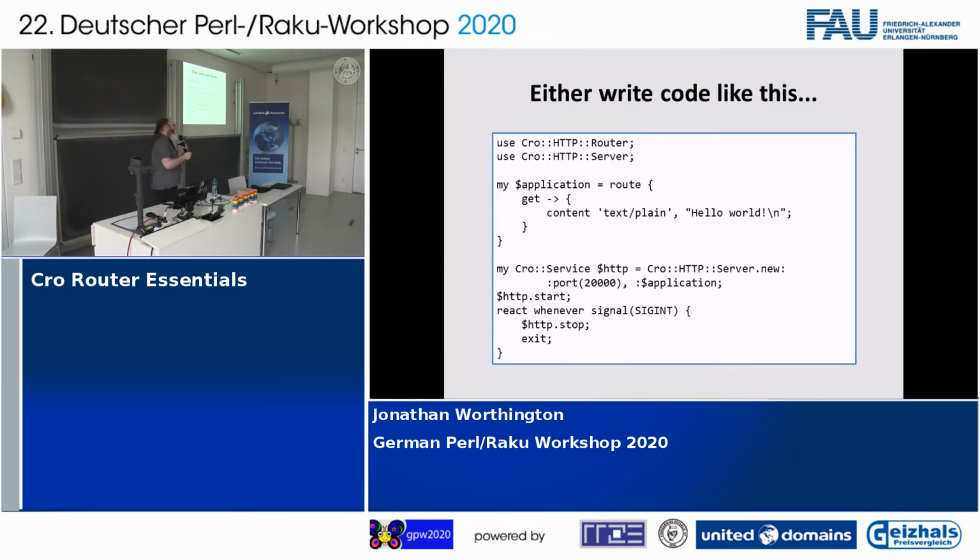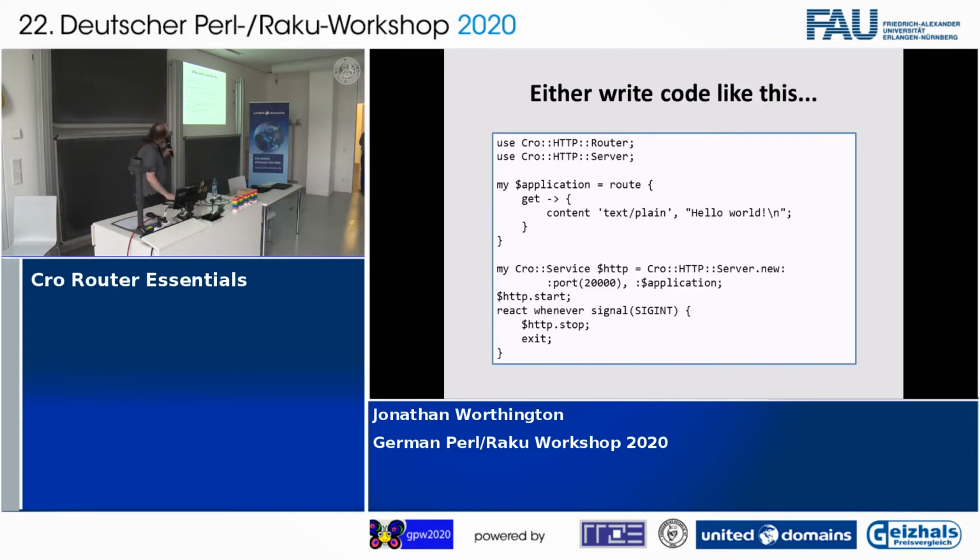Now in Cro, a web application is anything that transforms a HTTP request into a HTTP response. So the router is the most common way of doing that, but technically you could put whatever you wanted on top of it instead. So here we create a server, we tell it which port, we tell it which application, we start it, and then we run it until someone sends it SIGINT. And then we cleanly shut it down and exit.